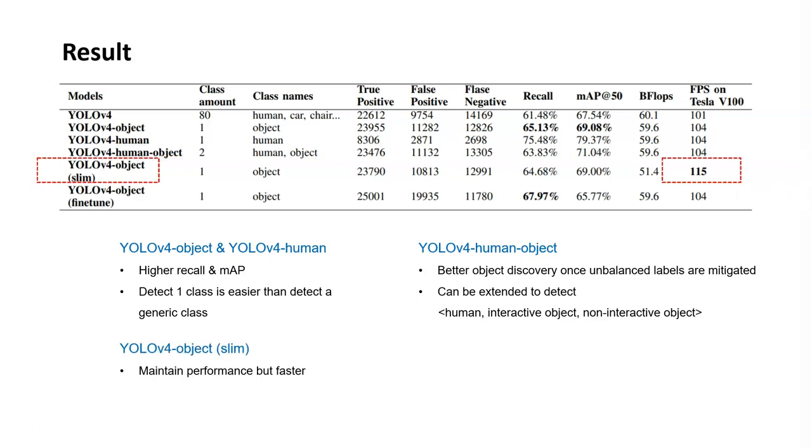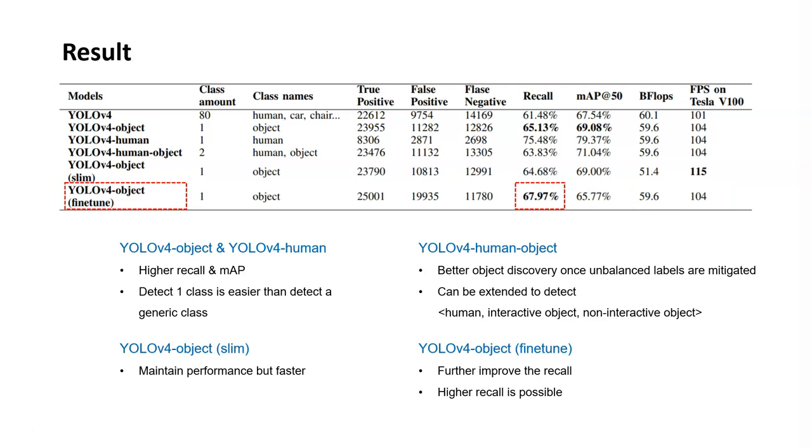The results of the slim model suggest that our method for object discovery is compressible without loss of accuracy and recall. Finally, the influence of the incomplete labels in the COCO dataset was verified via the fine-tuned model from two findings. The recall of the fine-tuned model rose from 65% to 67%, showing a better object discovery performance. We point out that a higher recall can be achieved by our method if the dataset is fully labeled.